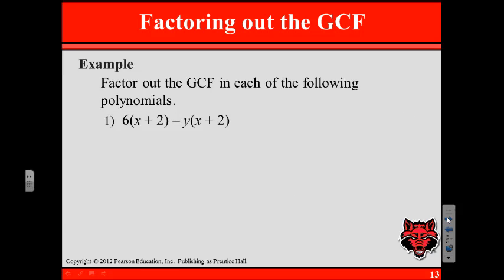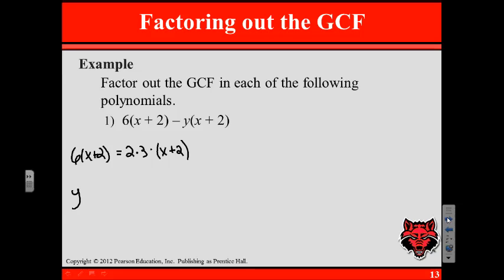Let's now try an example where the greatest common factor is not a monomial. In this case, we have 6 times the binomial x plus 2 minus y times the binomial x plus 2. If we were to write the prime factorization here to find the greatest common factor, 6 is the same as 2 times 3, and we also have a factor of x plus 2. The x plus 2 is attached together. We can't say that's an x and a 2. It's just x plus 2.